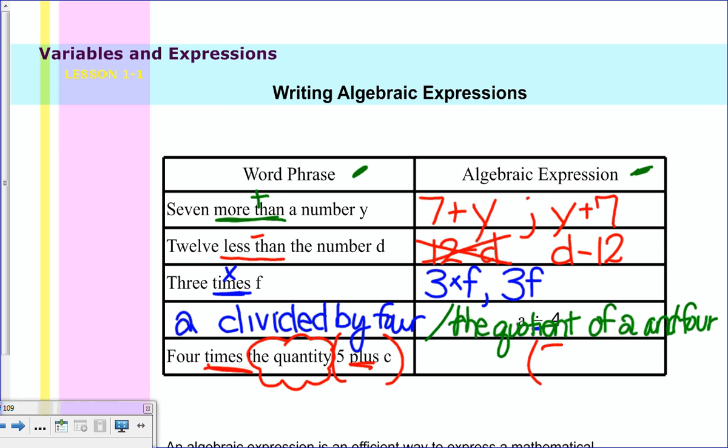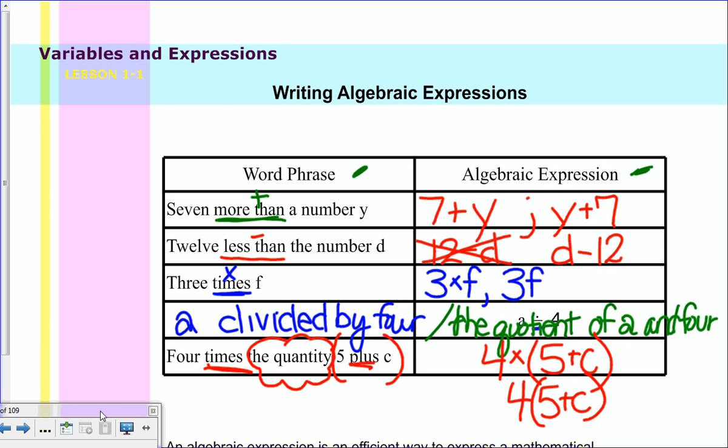So really, the quantity means 5 plus C in parentheses. And then we have 4 times that. So I could write 4 times the quantity, 5 plus C, or just 4 times 5 plus C. Again, both of those are right. And again, the main idea here is an algebraic expression is just an efficient way, an easy way, to express a mathematical detail or an expression.